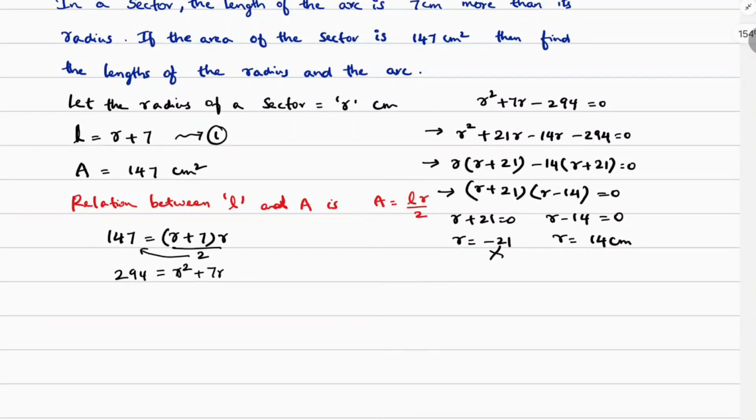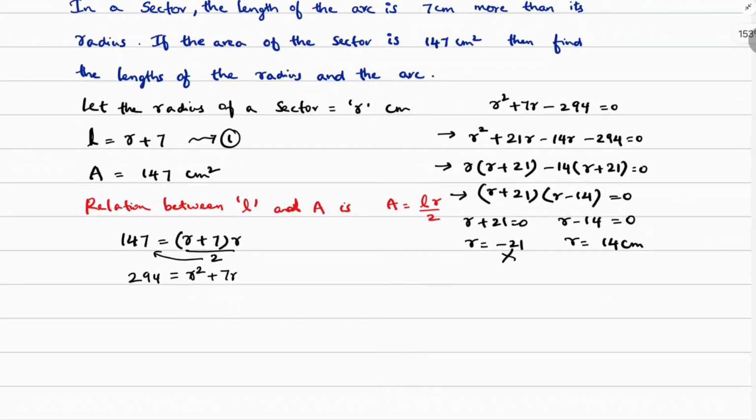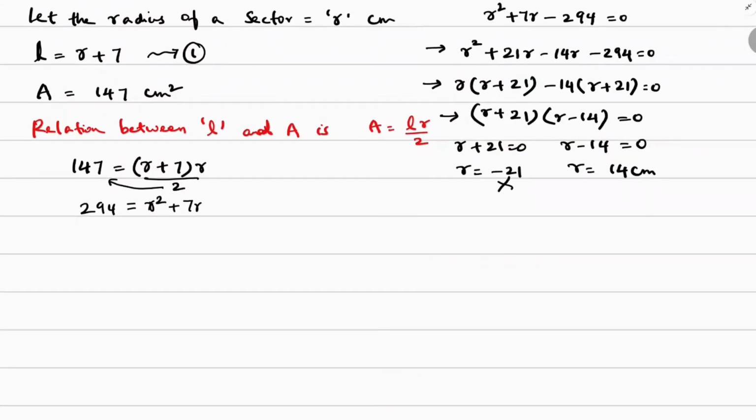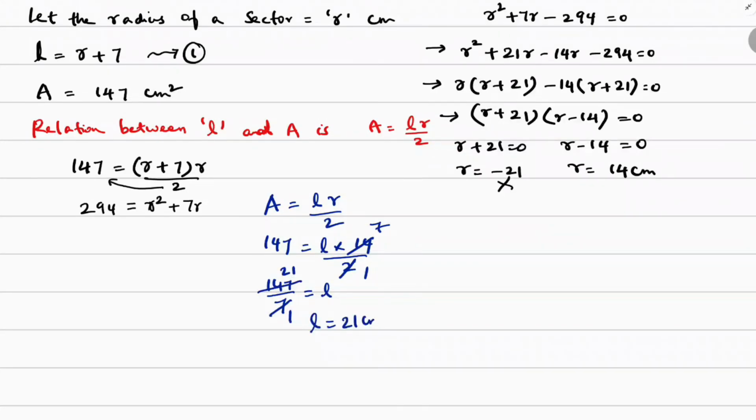Now we need to find length of an arc. Now you can substitute here, A equals LR by 2. So A equals LR by 2. A is 147. We need to find L. Radius is 14 and by 2. So 2 times 1, 2 times 7. So 147 by 7 is L. 7 times 1, 7 times 21. So L is 21 centimeters.